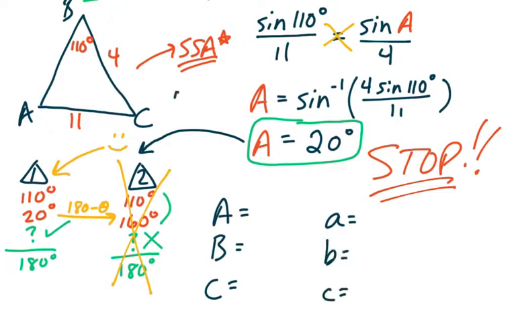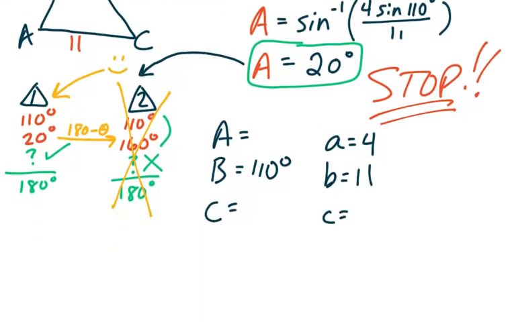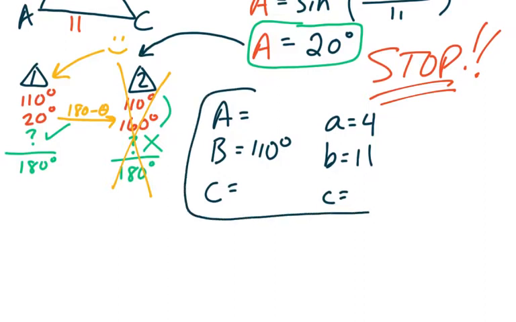Okay, remember what we were given? We were given up here on the top 110 for B. We're given side A was 4 and side B was 11. All right, so let's solve for all the rest.